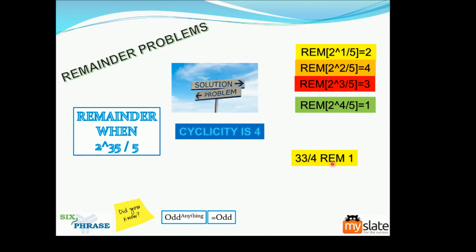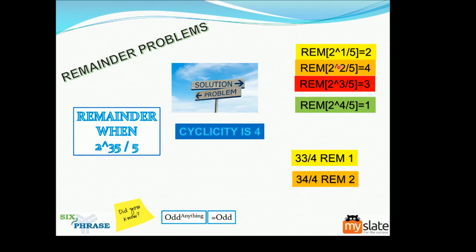2 power 1 divided by 5, the remainder will be 2, right? Yes, for 2 power 33, the remainder is 1. Similarly, the remainder 1 indicates that 2 power 33 is the same as 2 power 1. Okay, let us take 34 divided by 4, what do you get? Remainder 2. So this remainder indicates that 2 power 34 is the same as 2 square.